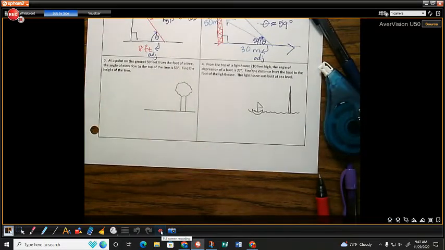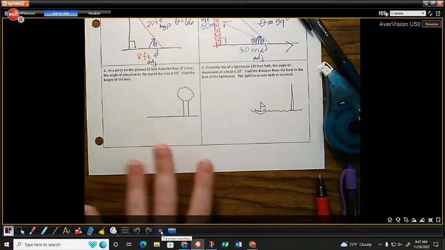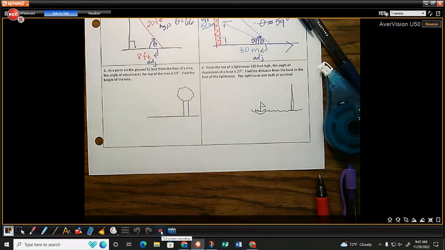Setup number 3. Draw your pretty picture. We've given you a base for your pretty picture. Look at that amazing tree. We might not need to solve this one. We might just set this one up.